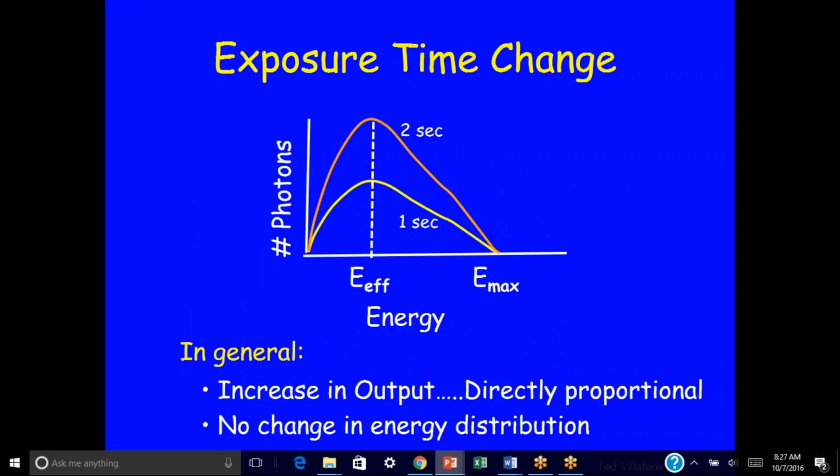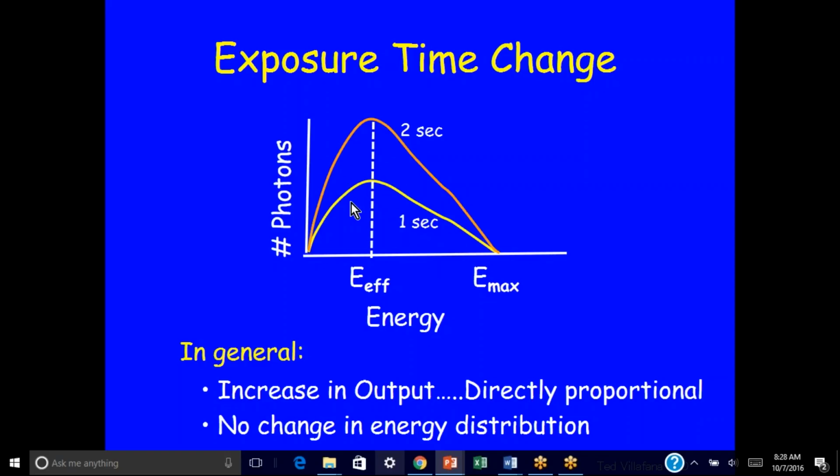What happens when you do change the exposure time? Here I've illustrated that. I've made a plot of how many X-ray photons are being produced as a function of how much energy they have. It's like a frequency distribution. How many photons do you have of any particular energy? The yellow curve is an exposure totaling 1 second. You've delivered a certain amount of electrons and you get a certain number of X-ray photons finally produced. But what if you double the time? Double the time to 2 seconds, now you have the red curve.